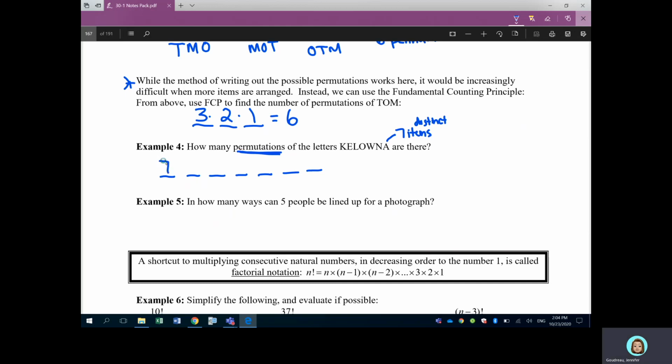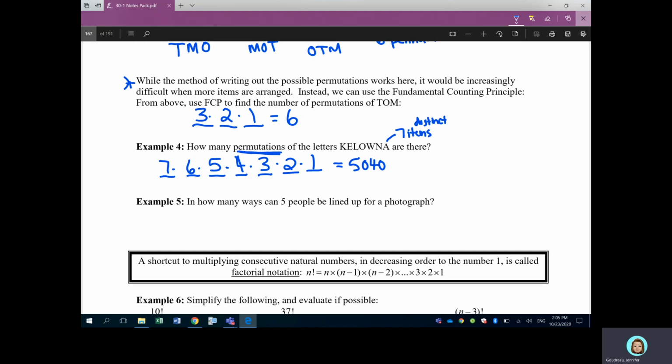Once I've placed a letter in the first position, I cannot use it again, which means I only have 6 choices for the second position. Because I cannot use either of those 2 letters again, we've got 5 choices for the next. 4, 3, 2, and then finally 1 choice for that last spot since we've put down the rest of the blocks. Fundamental counting principle says multiply those together. 7 times 6 times 5 times 4 times 3 times 2 times 1 is 5,040. So there are 5,040 ways to arrange the letters of the word Kelowna.